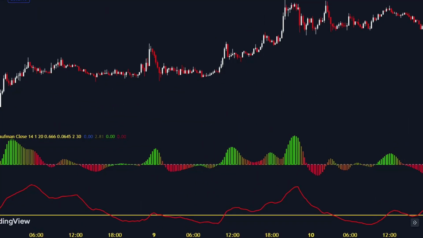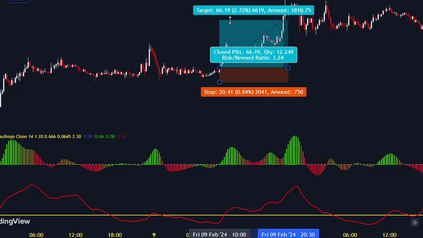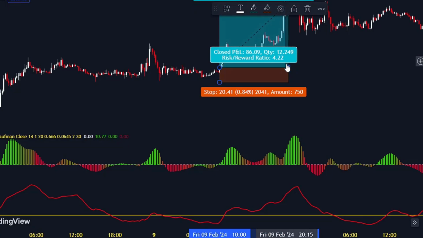All right, let's put this into action. When the ADX line crosses above 20 and the T3 velocity is showing strong momentum in one direction, that's our signal. We enter a position accordingly, set our stop loss and take profit levels, and boom, we're in business.